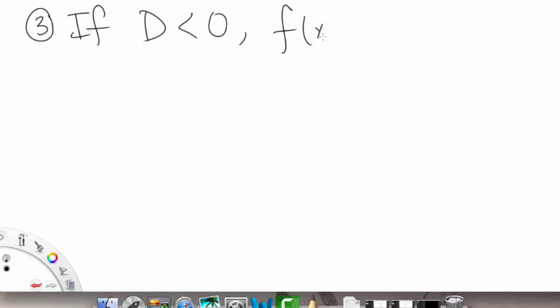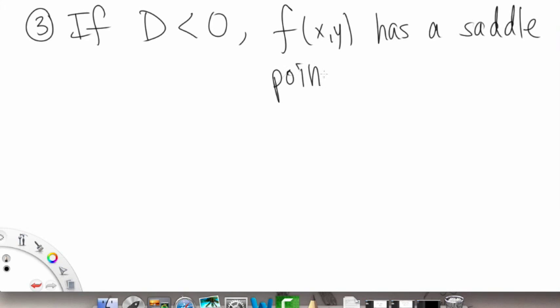So then we have number 3. If our discriminant turns out to be negative, then we say that our function f of (x, y) has what's called a saddle point at (a, b). And this is basically just what it sounds like. It looks like a saddle, literally. Like I said, I'll go into more detail, explaining it graphically as well.